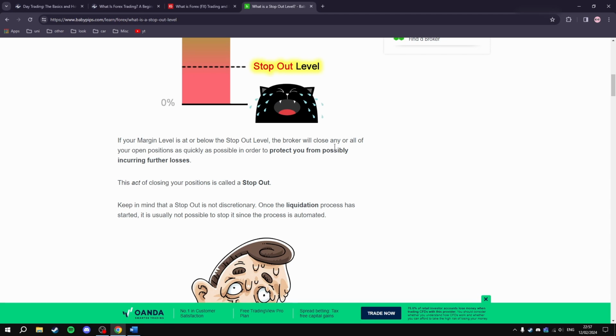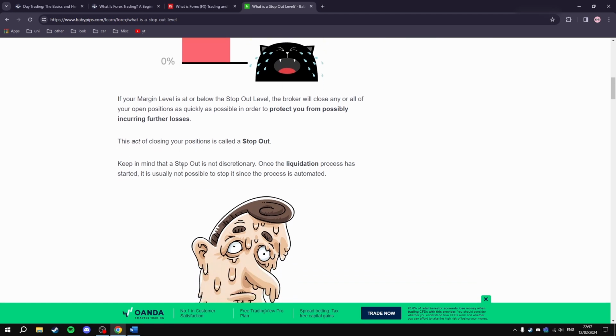The broker will close any or all of the open positions as quickly as possible in order to protect you from possibly incurring further losses. This act of closing your positions is called a stop out. Keep in mind that a stop out is not discretionary. Once the liquidation process has started, it is usually not possible to stop it since the process is automated.